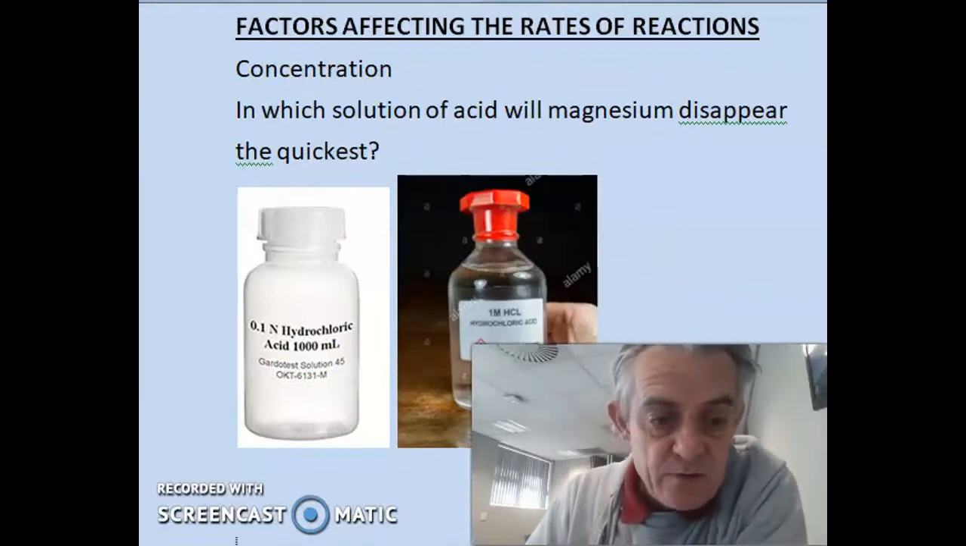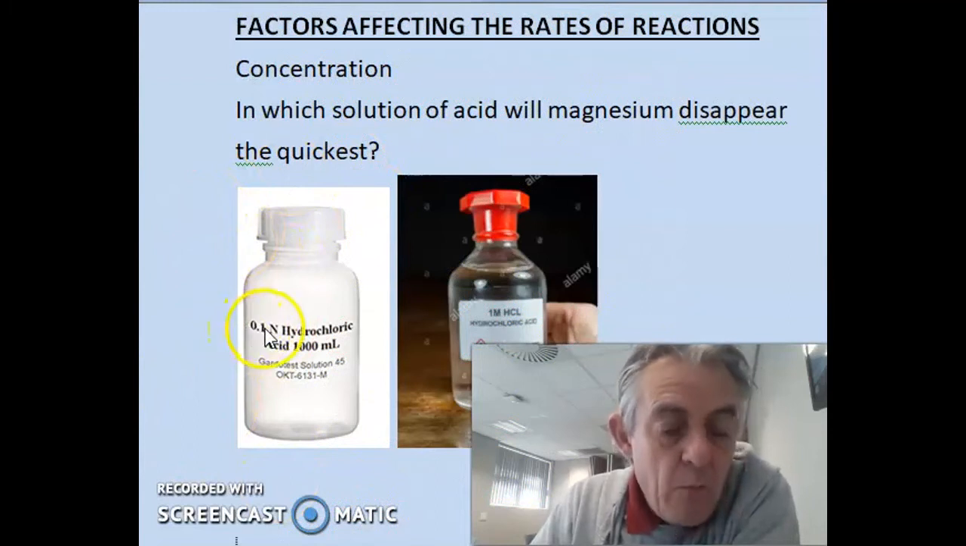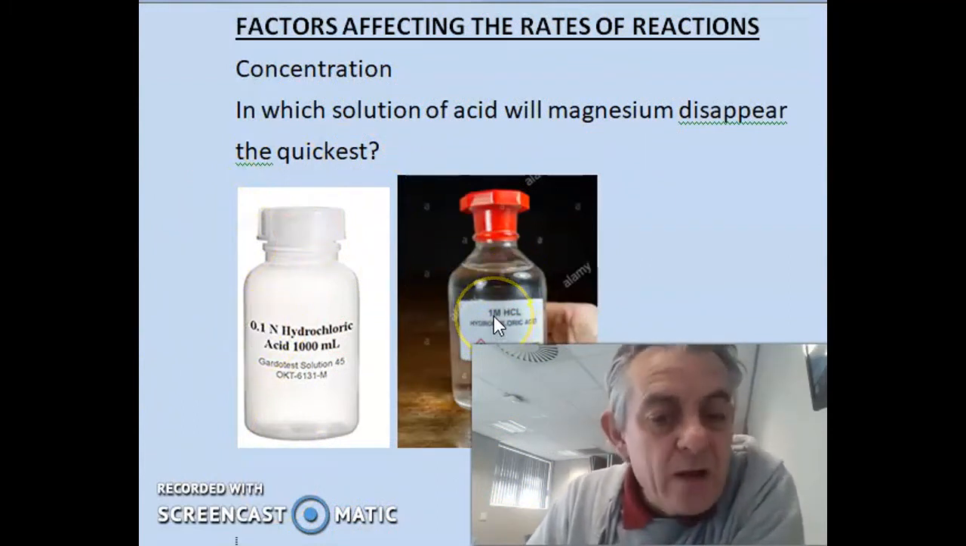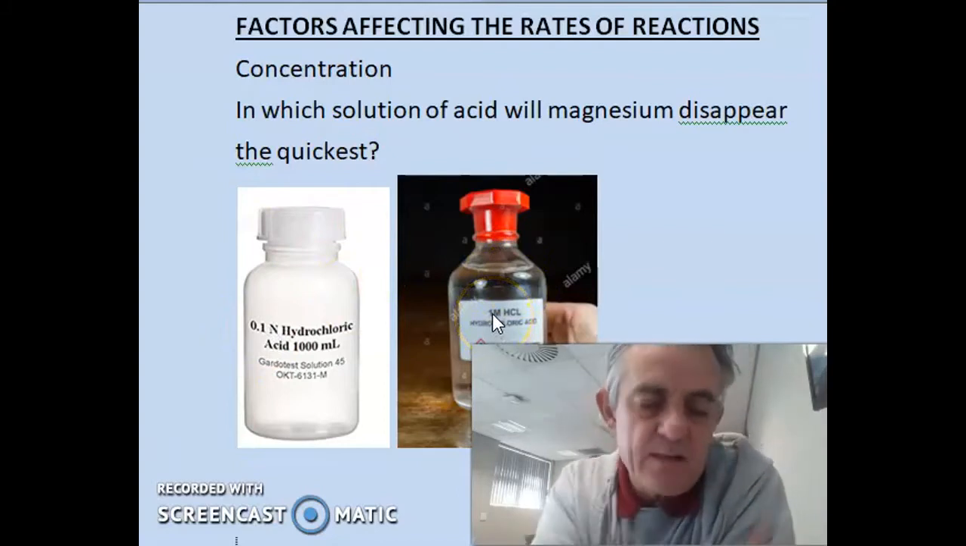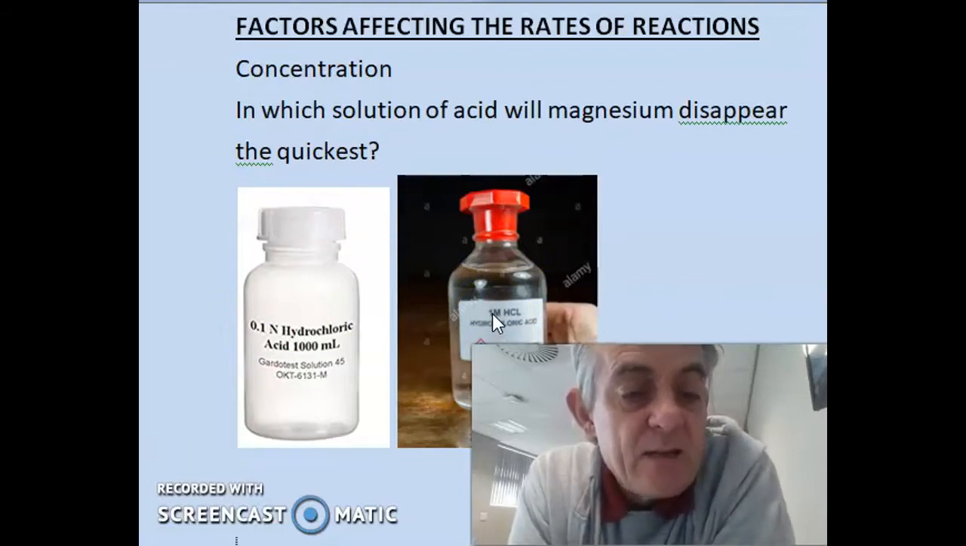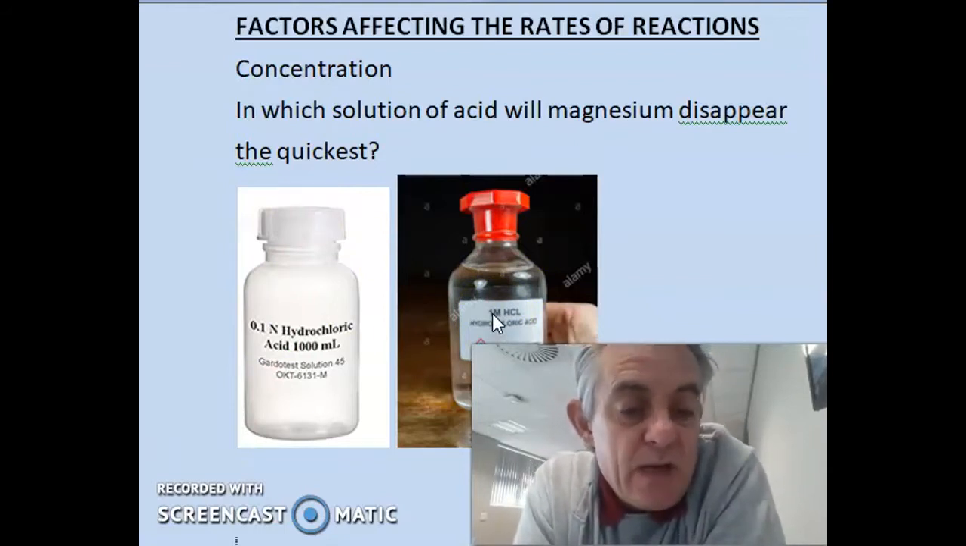Now let's look at concentration. Here I have a 0.1 molar solution of hydrochloric acid. Here I have a 1 molar solution of hydrochloric acid. So if I took a magnesium strip and added it to some of this acid, in which solution of acid do you expect the magnesium to disappear fastest?